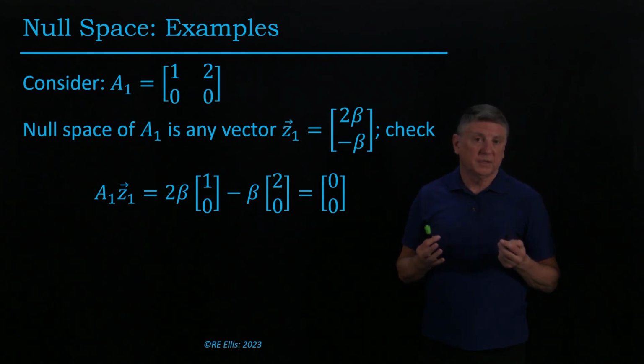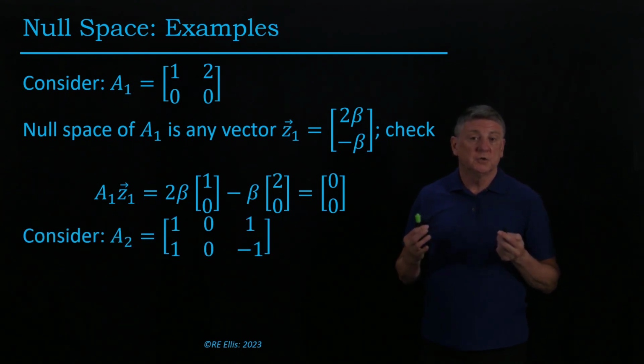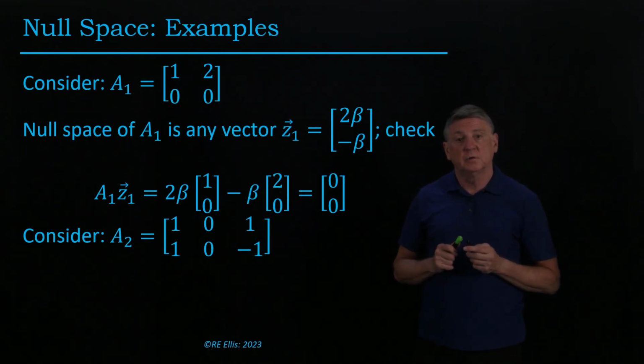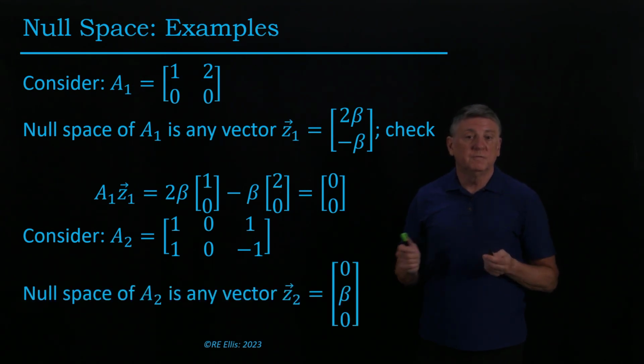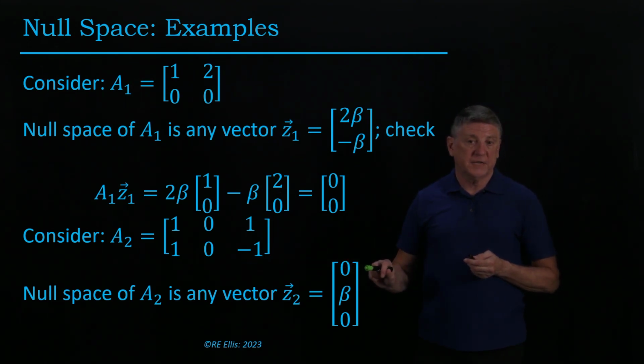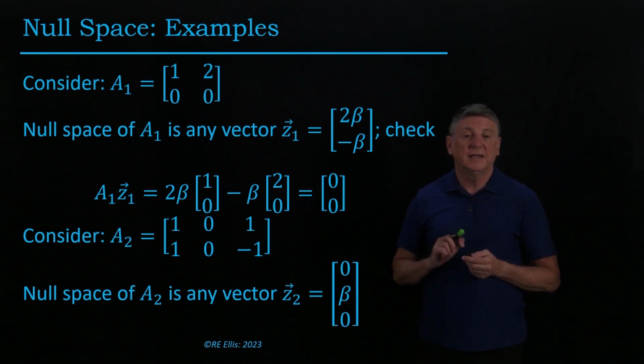A slightly more complicated example is a matrix that has 2 rows and 3 columns. So consider A2 where the first column is 1, 1, the second column is 0, 0, the third column is 1, minus 1. You can verify that the null space of this second matrix is any vector that has 0 in its first entry, 0 in its third entry, and any real number in its second entry.